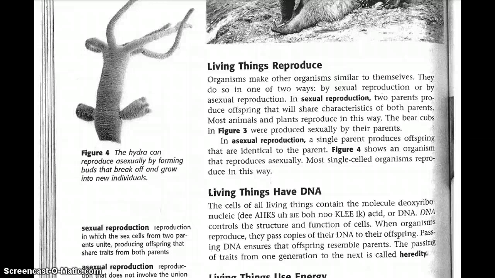In asexual reproduction, a single parent produces offspring that are identical to the parent. Figure 4 shows an organism that reproduces asexually. Most single-celled organisms reproduce in this way.